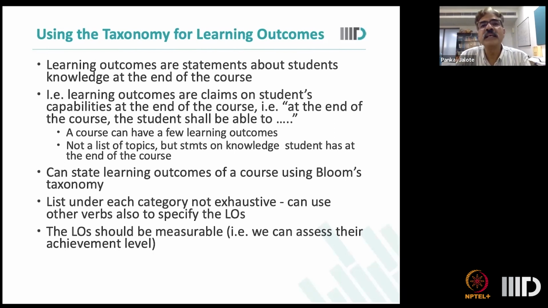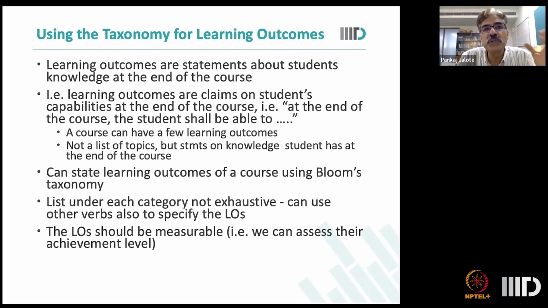So the list under each category is not exhaustive by any means. You can use many more verbs to express the LOs that you want. We'll come to it. What is important is that they ought to be about the student's knowledge and they ought to be measurable. Whatever you state, it ought to be measurable. Measurable means that you should be able to assess that learning outcome.